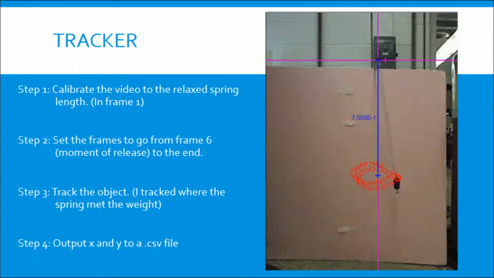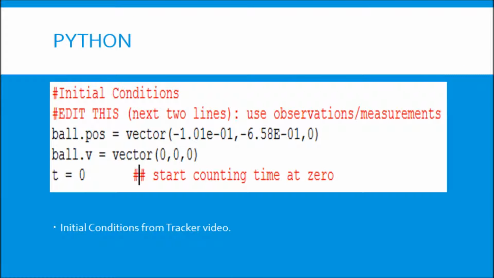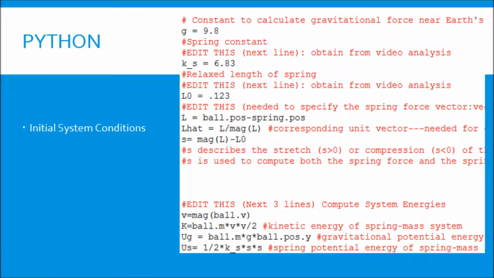Okay, next thing we did is we input all of our initial conditions into Python. Ball position is that first position that we have at time t equals 0, and ball.v is 0. This is the initial system conditions. Then KS and all of the other constants, and also our initial energy of the system. Also L-hat, L-mag, and change in s that we need for the spring force.